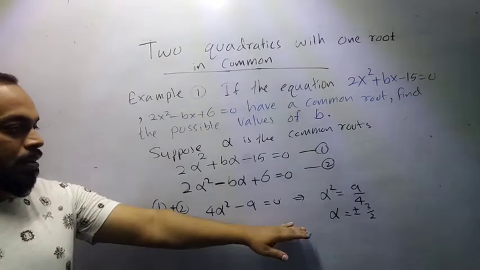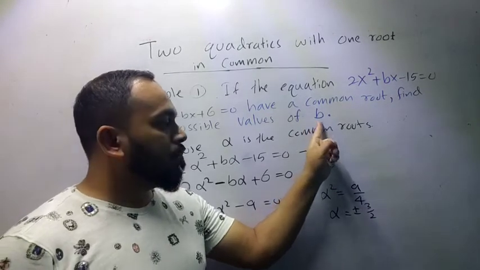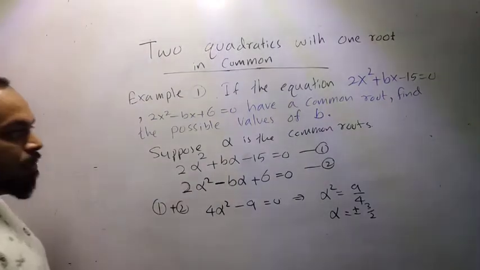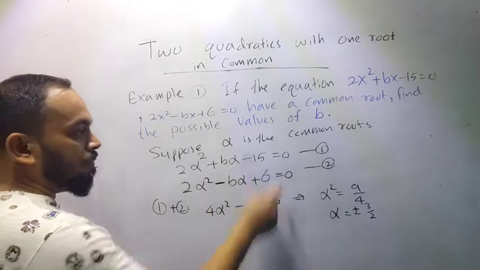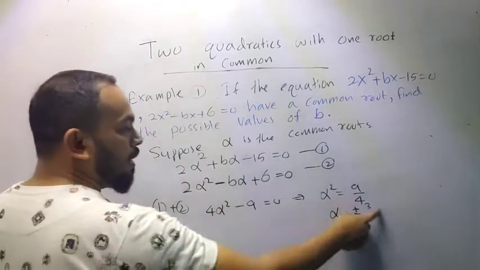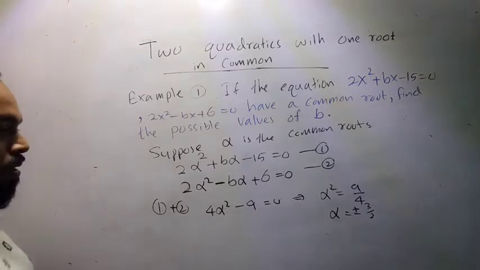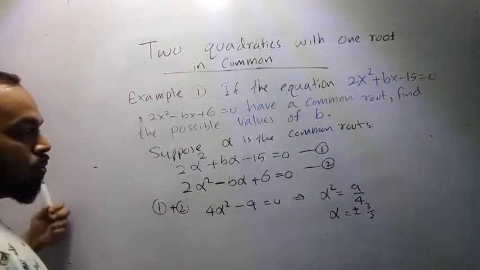Right. So now what can we do? We found alpha, but they are asking us to find b. They are not asking us to find alpha. Now to find b, we can replace alpha in one of these equations by this value and obtain b. So we have two alpha values there, which means we would get two values for b.